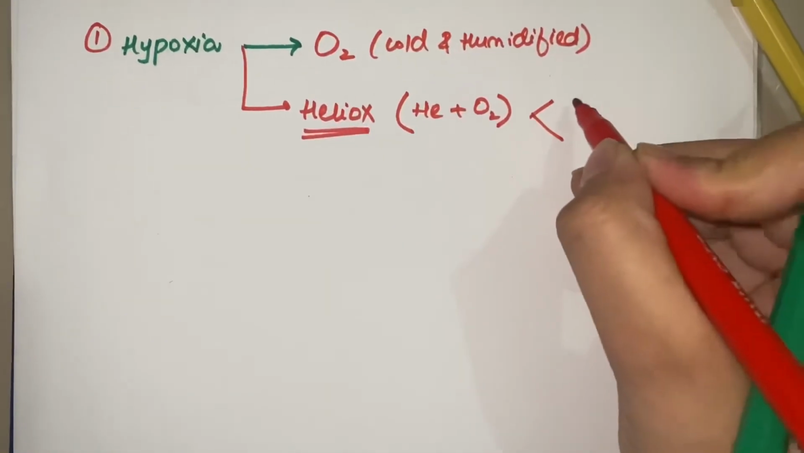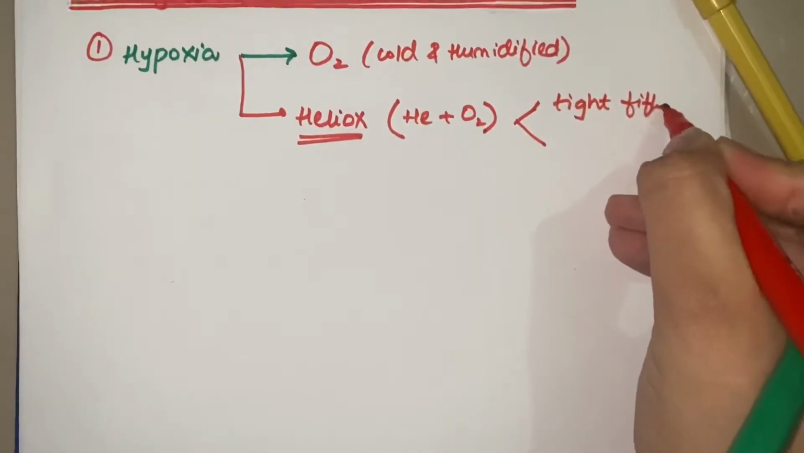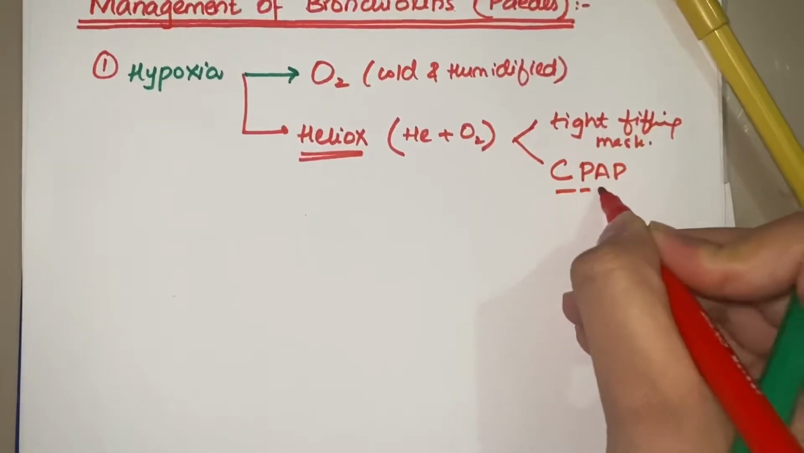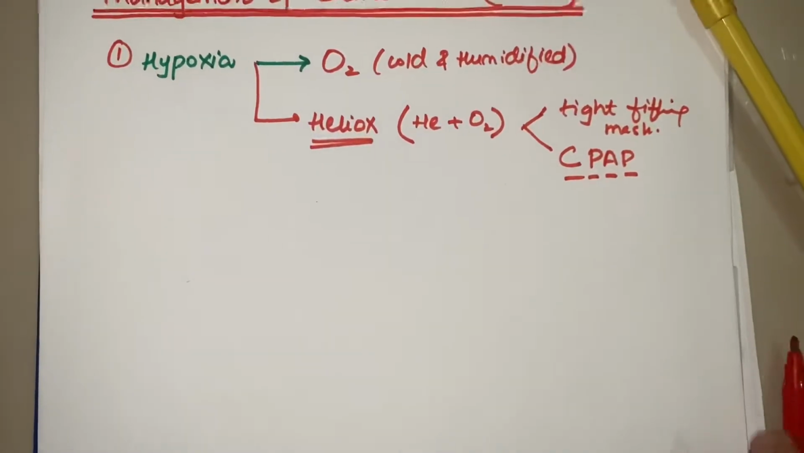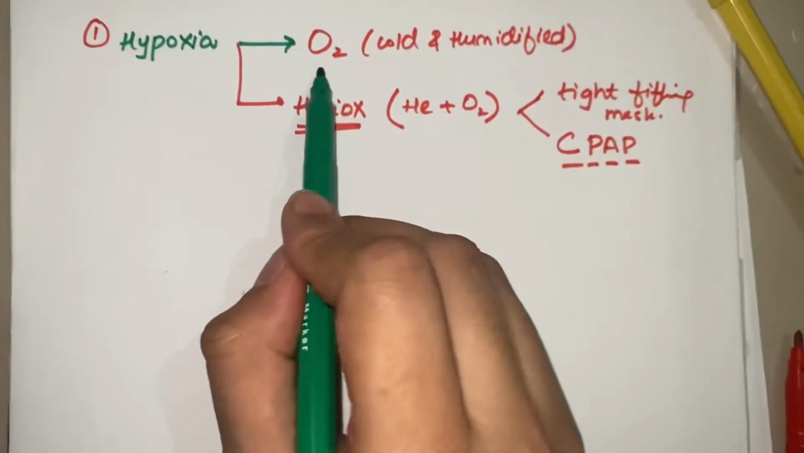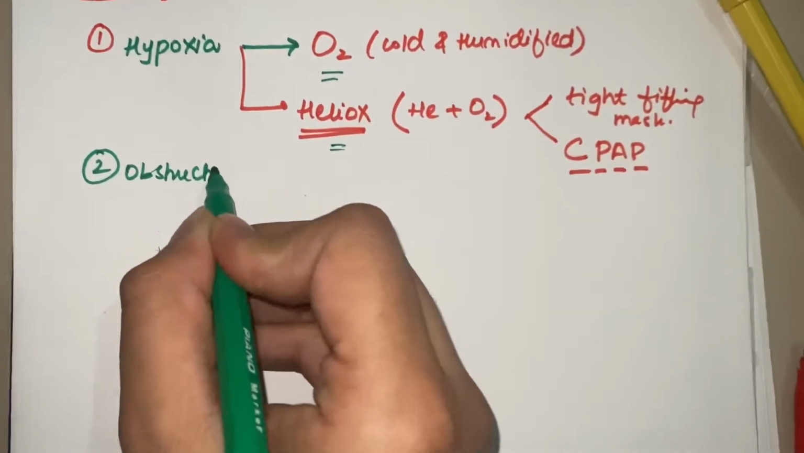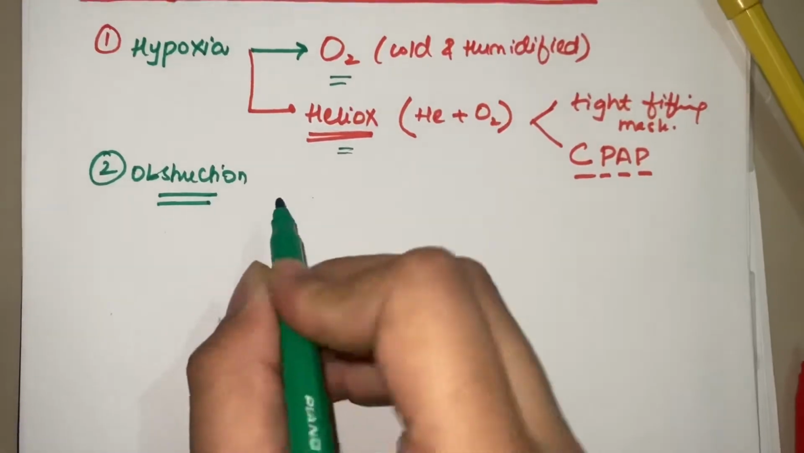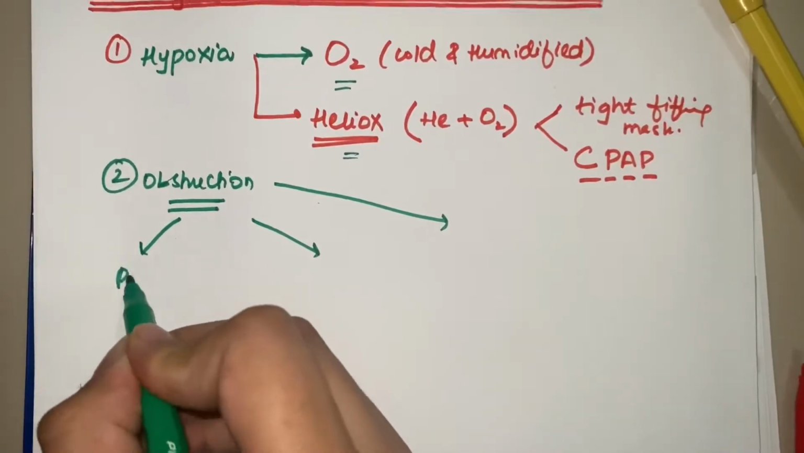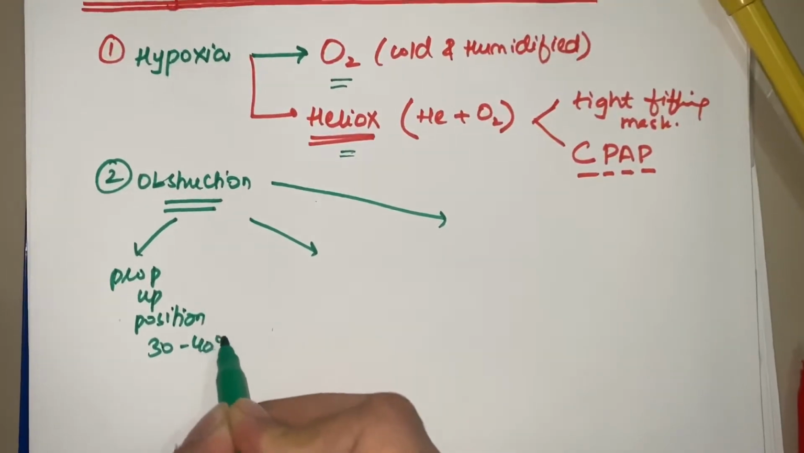Now heliox is given by two major methods: either by tight-fitting masks, or by CPAP, continuous positive airway pressure. Fine. So you have done two things easily: there is hypoxia, leading to these two managements. Second, the patient is having obstruction of the bronchioles. Now we'll manage this obstruction of the bronchioles by three major methods. One, proper position, a 30 to 40 degree angle.